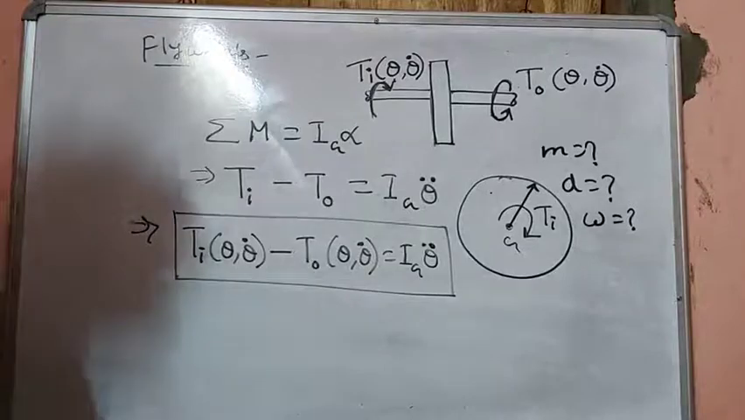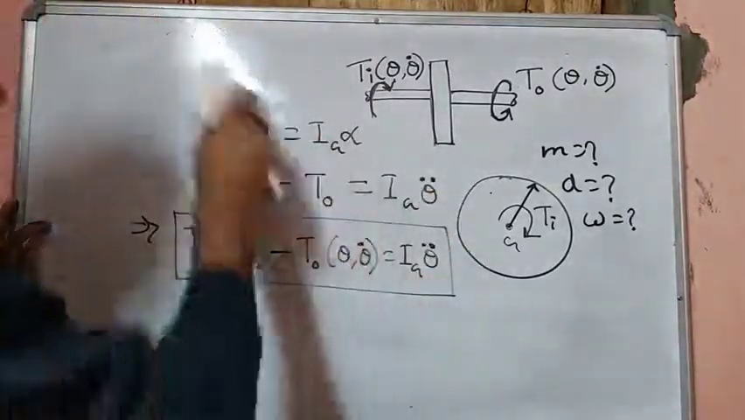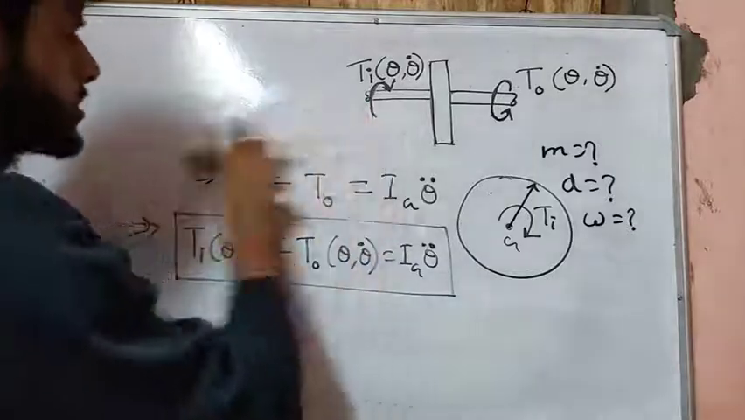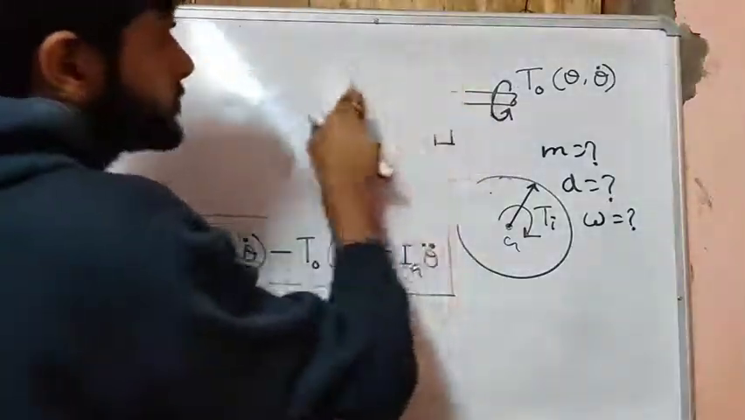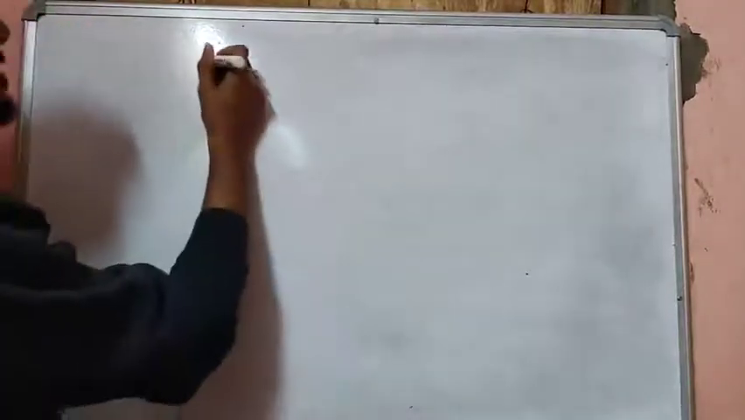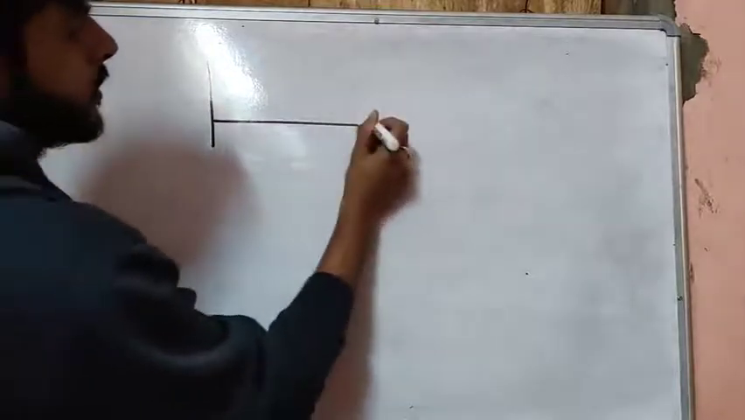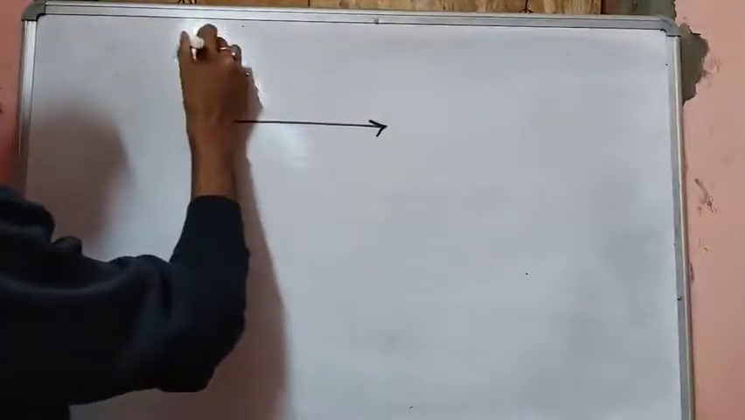Let's try to understand how the performance of the system is affected by a flywheel. So let's say we have a flywheel, and this is the turning moment diagram that we are drawing.